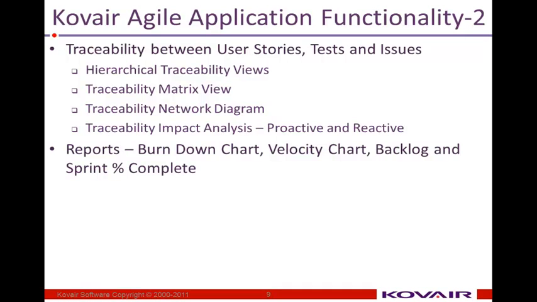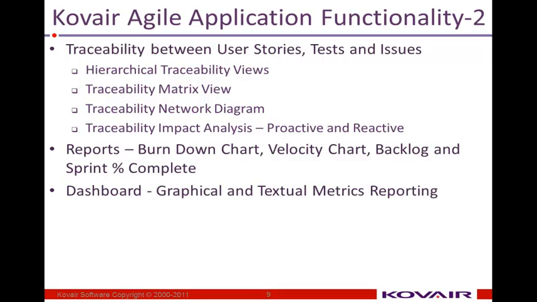Kovair has a number of different ways of creating reports. We actually have 4 different reporting engines: HTML, Excel, Crystal, and Microsoft Word. And using these different kinds of reporting engines, you can create a number of very useful agile reports like the burn down chart, velocity chart, backlog and sprint percentage complete, etc. Many of these metrics, actually almost all of them, you can put on the dashboard itself, so that you can create multiple dashboards for different roles in the team. So you can have a different dashboard for the Scrum Master versus a different dashboard for your developers or testers.